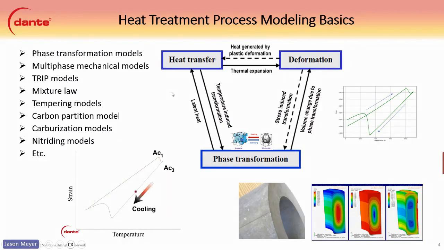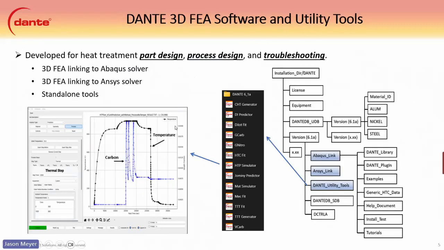Our models also include the phase transformation models, the multi-phase mechanical models, TRIP models. We have a mixture law for mechanical properties and hardness and stuff, depending on the phases. We have tempering models. We just developed a carbon partitioning model, which governs the stabilization of austenite. We have carburization models, nitriding models, and all sorts of other models built inside of DANTE.